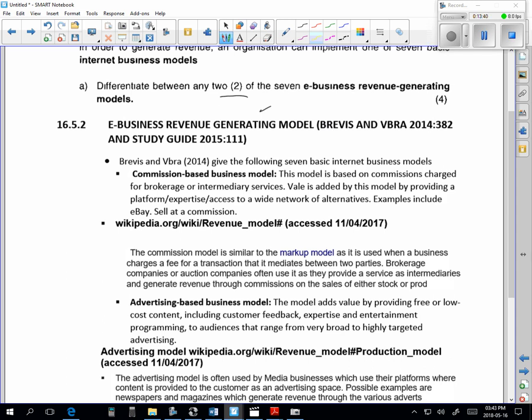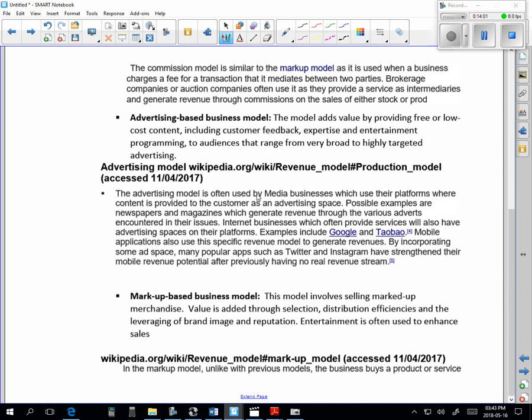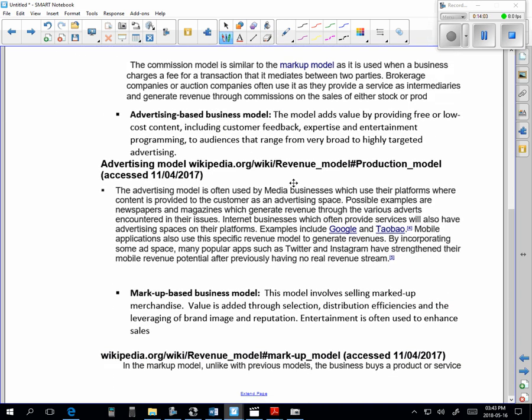This is where you get commission. This model is based on commission charged for brokerage or intermediary services, like your financial guys. Value is added by this model by providing a platform, expertise, access to a wide network of alternatives. I've given you too much here, guys, because it's only 2 marks each. Then you can have a look, but I want you to learn all these because you see they also come up in the multiple choice questions.